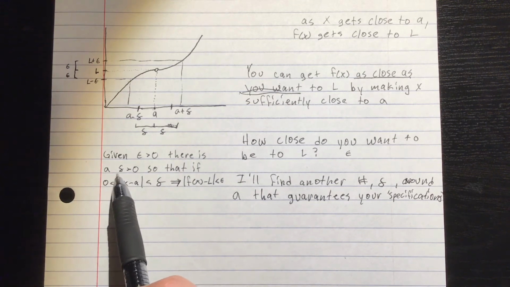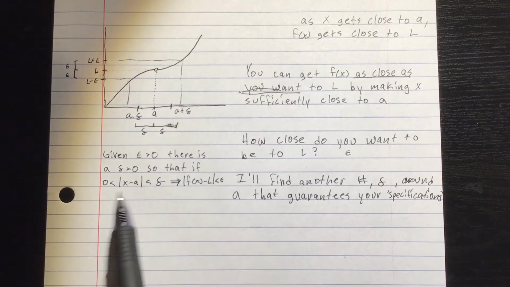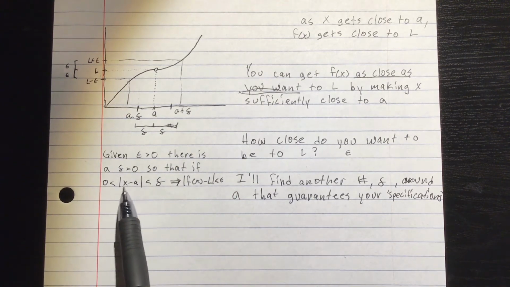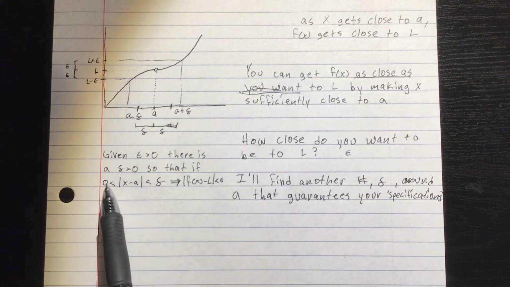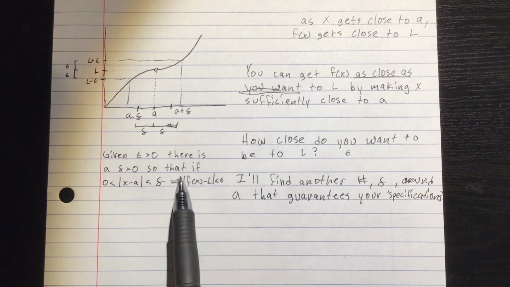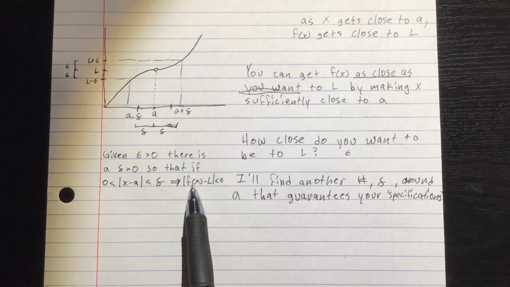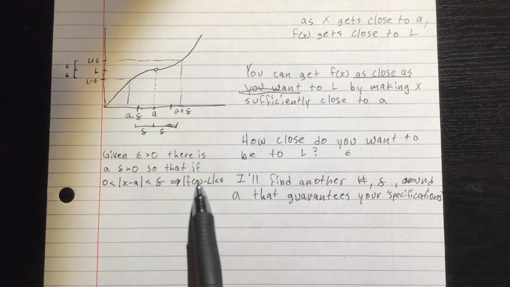There is a positive delta, that's that range around A, so that if, and this is the normally confusing part, I give you a range around A that is within delta, greater than 0 but less than delta, it corresponds to your desired epsilon, giving you y values or f of x values within epsilon of L.